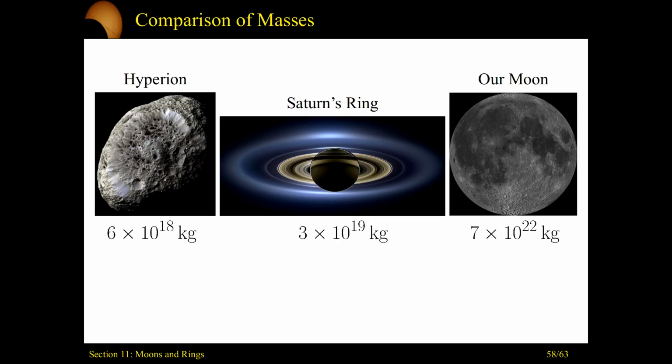And this is what leads us to believe that the rings were in fact a former moon, a moon that, due to whatever gravitational effects, came too close to Saturn and got tidally ripped apart.